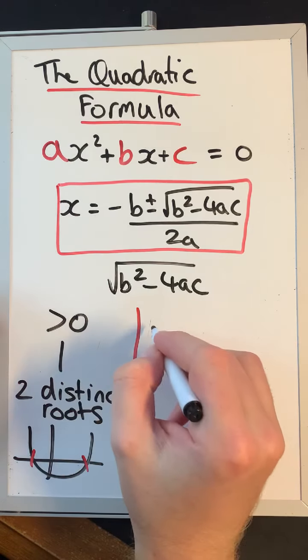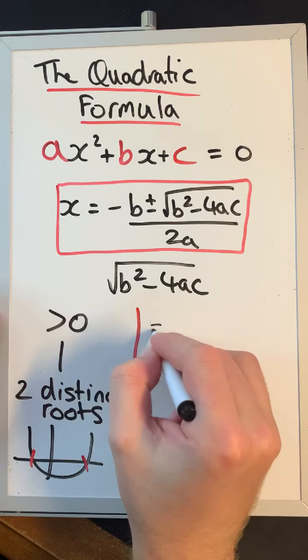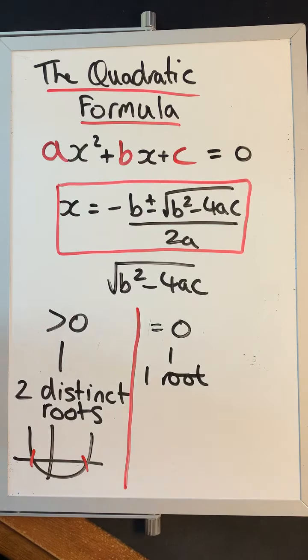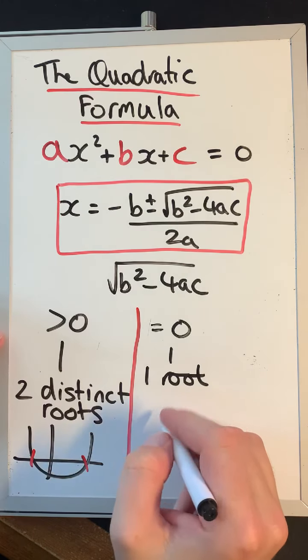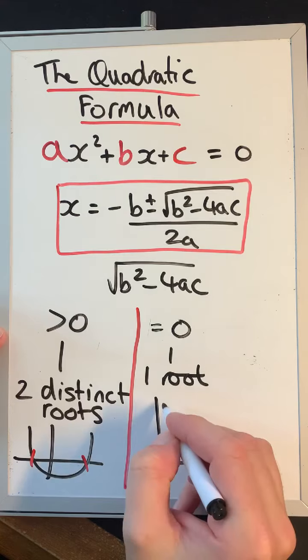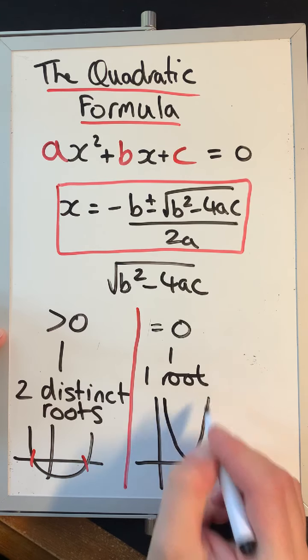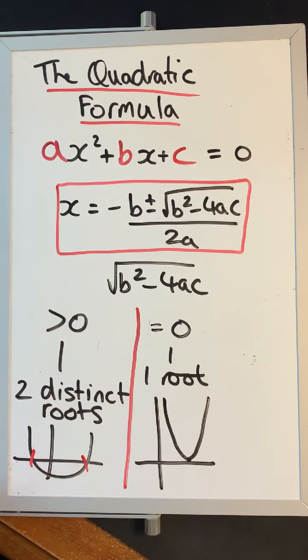If this is equal to 0, so if this number here under the square root is equal to 0, then it means we have one root, or a repeated root. And what this means on a graph is that it would touch the x-axis at one point here. So you'd have one root.